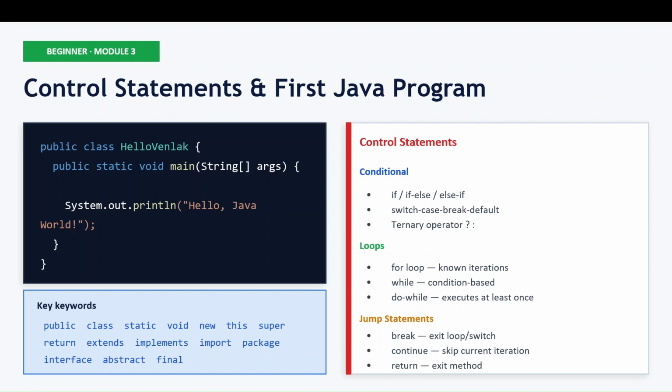Now, moving on to the next one, which are jump statements. Jump statements are basically when you want to come out of the loop. The first one is break. It says you can exit from a loop or a switch. When you use a for loop or a while loop, if you want to come out of the loop at a particular instance of time, you can use the keyword break.